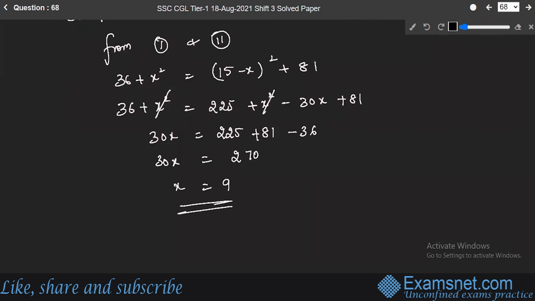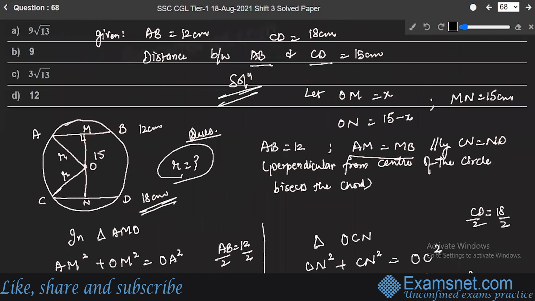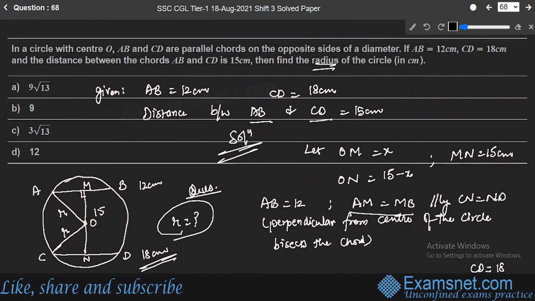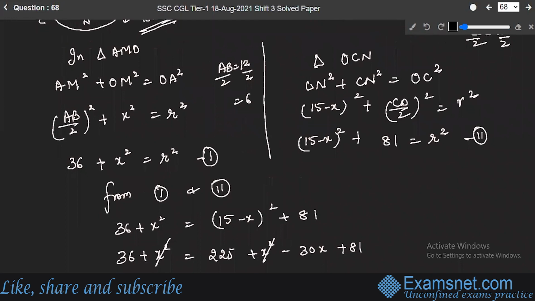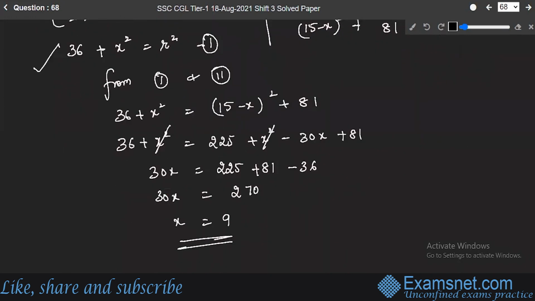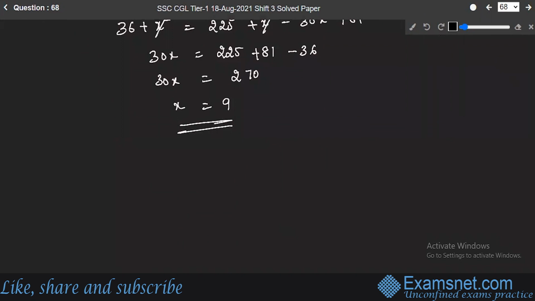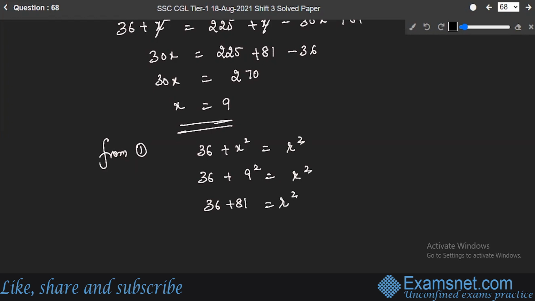You got the value of X, correct? Now, what you have to find out is the radius. So I'll pick up just one equation, equation 1, to get the value of R. From 1, 36 plus X square is equal to R square. 36 plus 9 square is equal to R square. 9 square is 81. So this is equal to R square, which gives you 117.